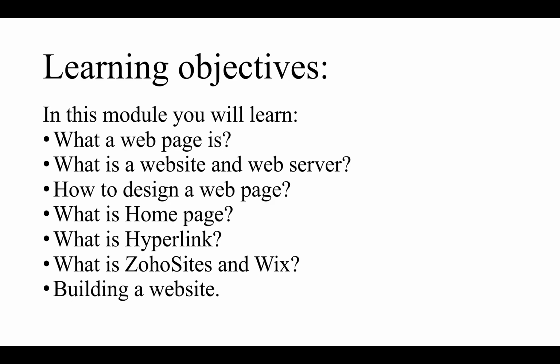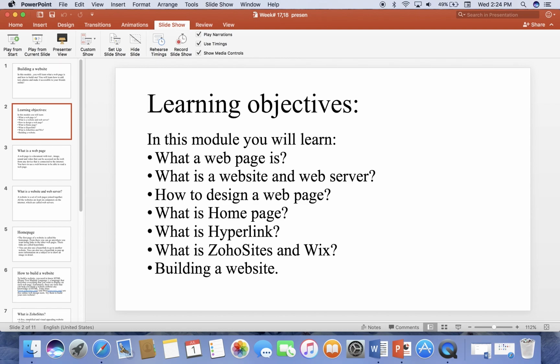Let's move towards the web page, website, browser, web browser, home page and hyperlink. Then we will move towards Zoho Sites. First you must know what a web page is, what a website is, what a web server is, what a web browser is, what a home page is, and what a hyperlink is.